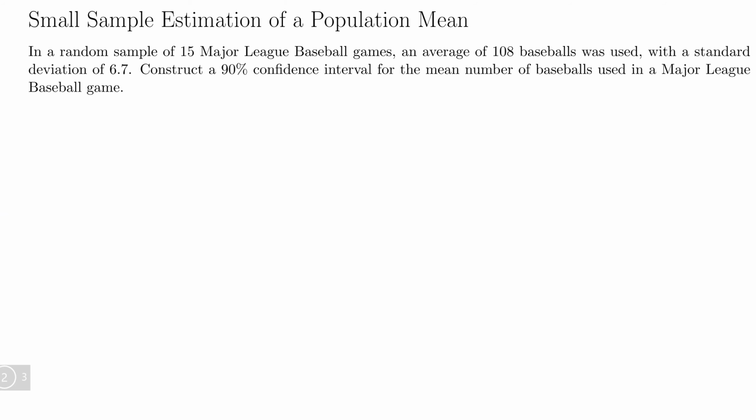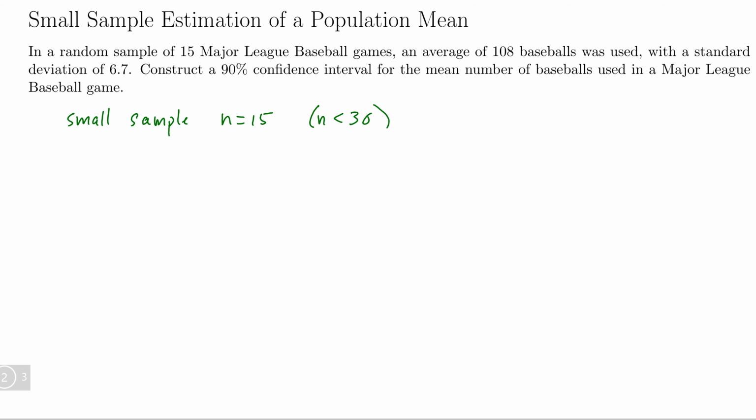Let's look at a small sample estimation. In a random sample of 15 Major League Baseball games, an average of 108 baseballs was used with a standard deviation of 6.7. Construct a 90% confidence interval for the mean number of baseballs used in a Major League Baseball game. So this is a small sample, as in this case, n is 15, which is less than 30. Anytime a sample is less than 30, then we consider it a small sample.